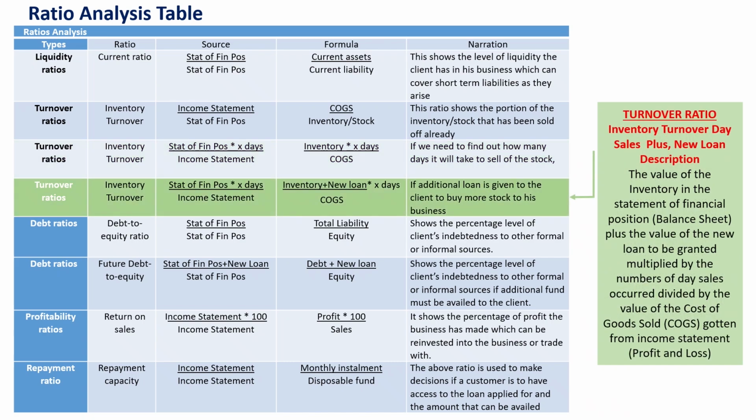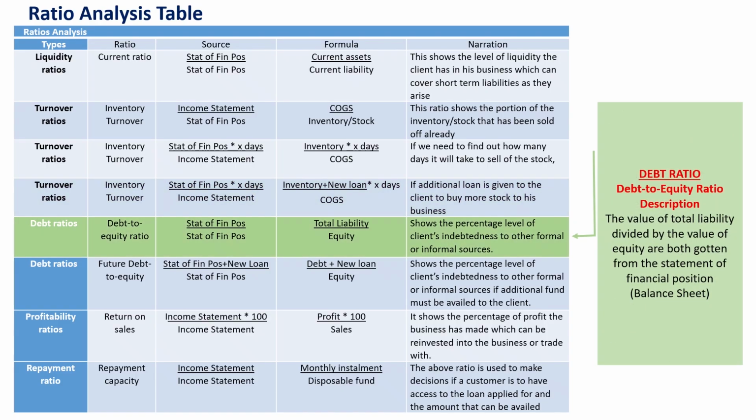Next is the turnover ratio days plus new debt. This shows the value of the inventory in the balance sheet plus the value of the new loan to be granted, multiplied by the number of days sales will likely occur, divided by the value of the cost of goods sold, gotten from the profit and loss. We now move on to the debt ratio where we analyze the value of debt to equity. This is the value of total liability divided by the value of equity. They are both extracted from the balance sheet.